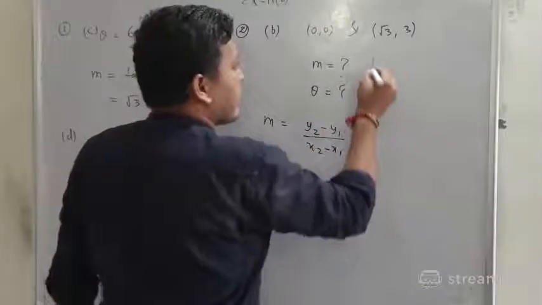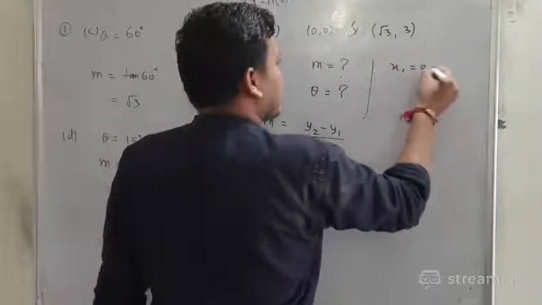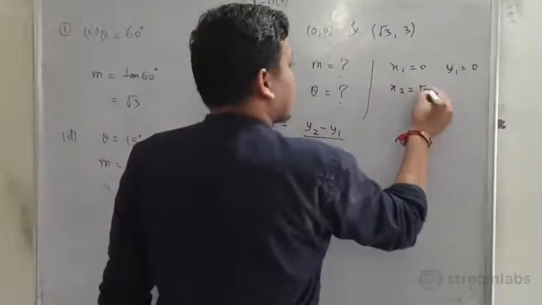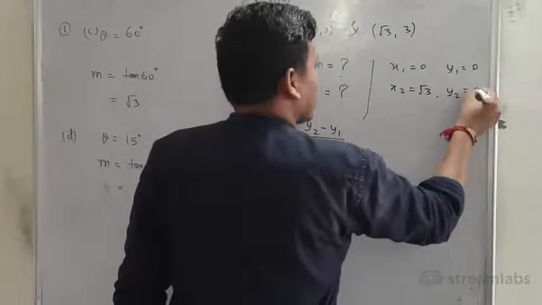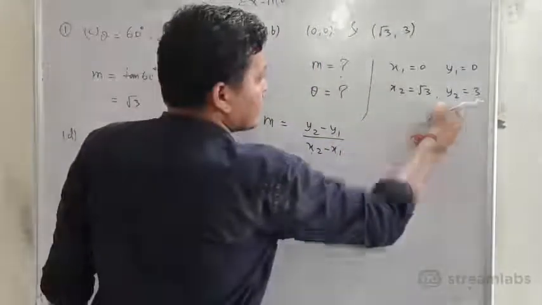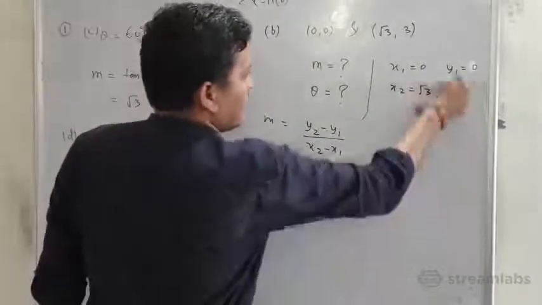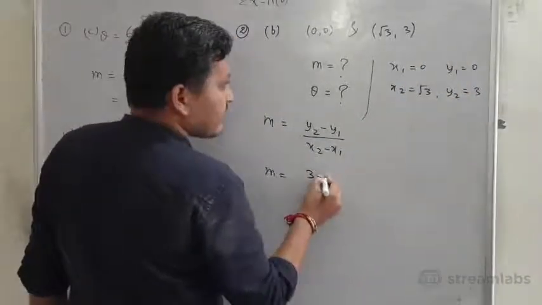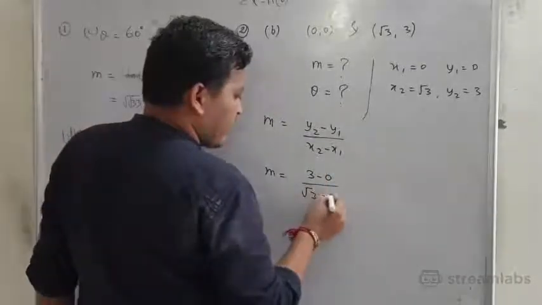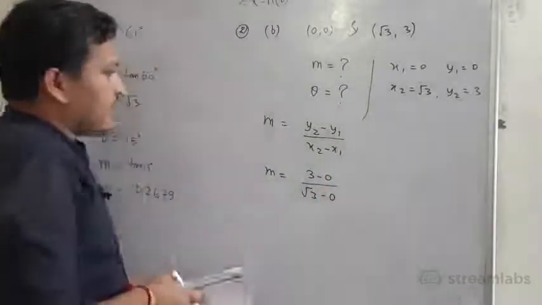Now here, what are x1 and y1? x1 is equal to 0, y1 is equal to 0, x2 is equal to √3 and y2 is equal to 3. So substituting the values, m is equal to y2 minus y1, 3 minus 0, upon x2 minus x1, √3 minus 0.